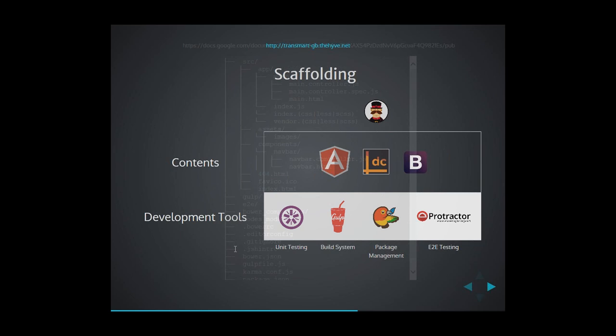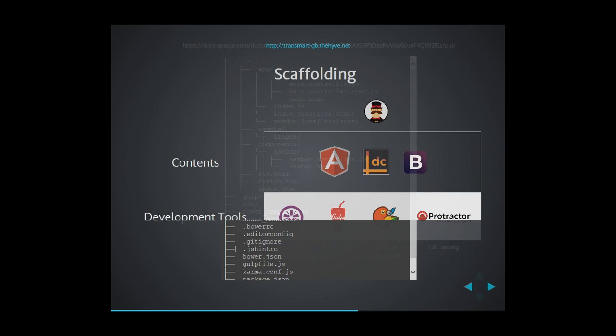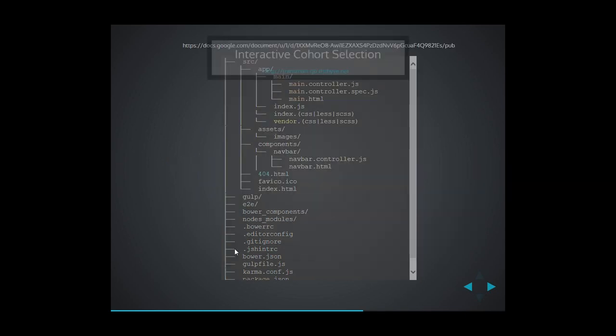So in 5 seconds, you already got the unit testing framework, build system framework, package management, and end-to-end testing to test the functionality. Then you are ready to develop the feature that you want while the structure is already created. This is a typical Angular application. As you can see, this is grouped by the features, and components is something that is shareable among the project.